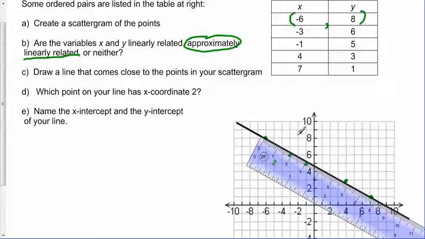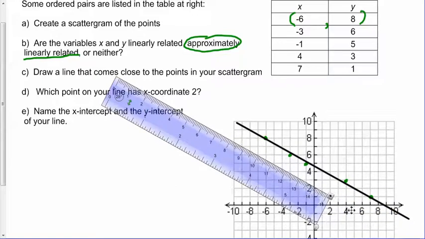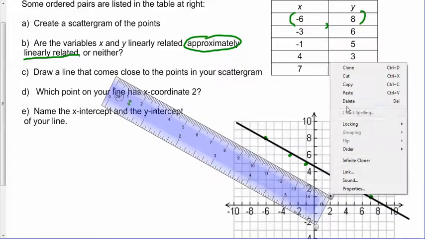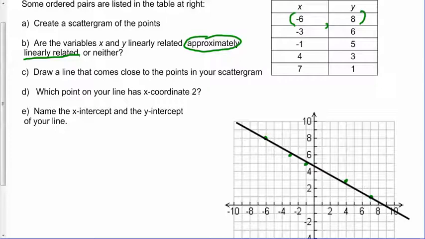I don't want to just start and stop at the points. I'm going to extend it beyond those points. So now we're done with our straight edge, so we can go ahead and make that go away. Just hold on a second while I do that. I'm going to drag it back over here and tell this to go away. And now I've got my line here.